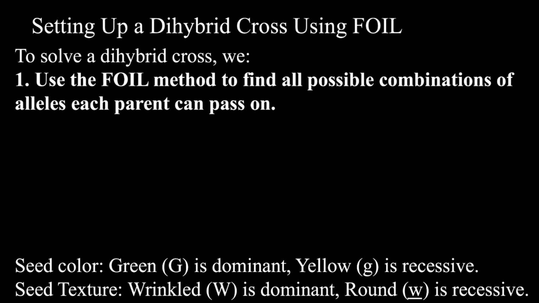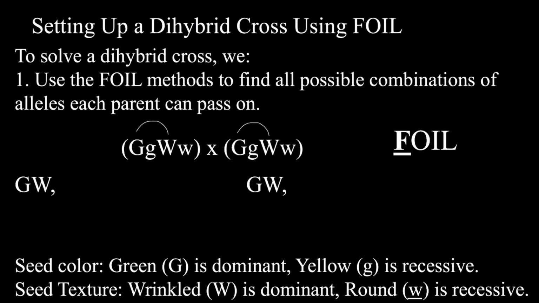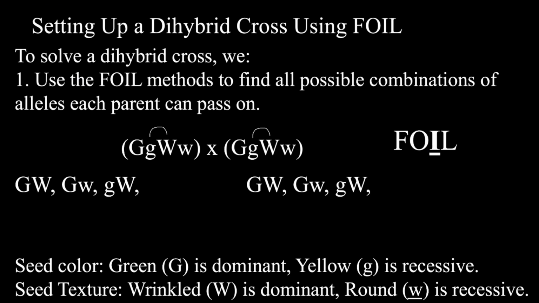To solve a dihybrid cross, we use the FOIL method to find all possible combinations of alleles each parent can pass on. FOIL: first, outer, inner, last. First combination is dominant G and dominant W, the first set of alleles in each genotype. Next is dominant G and recessive W, the outer set of alleles in each genotype. Then, recessive G and dominant W, the inner set of alleles next to each other. And the recessive G and recessive W, the last alleles in each genotype.